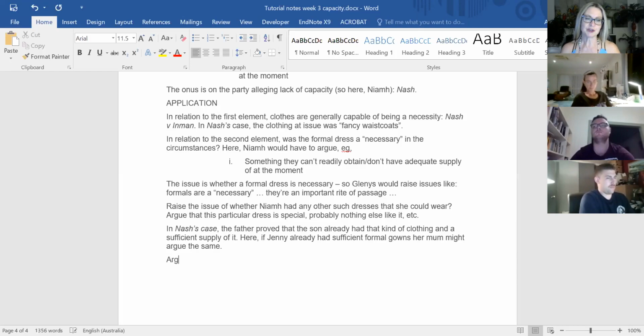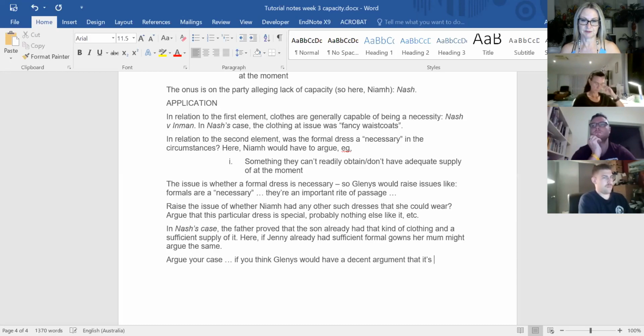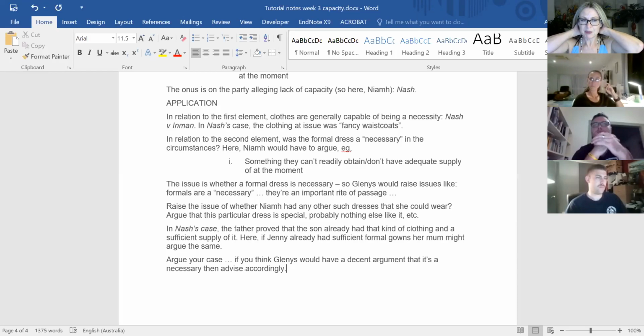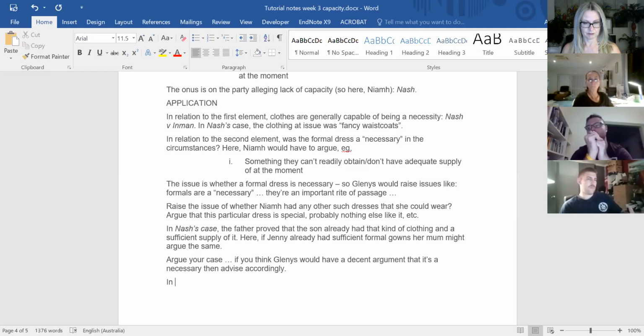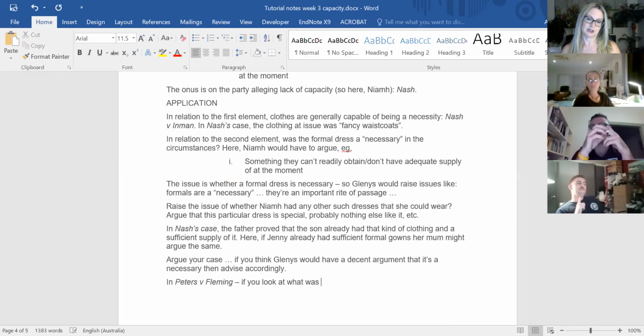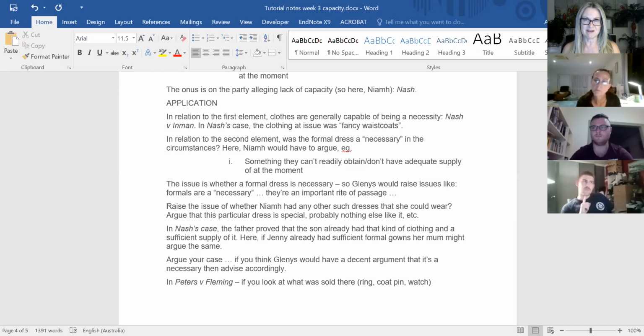If you think Glenys would have a decent argument that it's a necessary, and I think there are arguments both ways, then advise. I think on the basis of potentially something like that Peters and Fleming case, if you look at what was, you'd be pulling out there the facts. Ring, it was a coping, and it was something else, wasn't it? A watch, I think. A watch, yes. And I think certainly the coping and the watch were necessaries for the station in life of the minor.